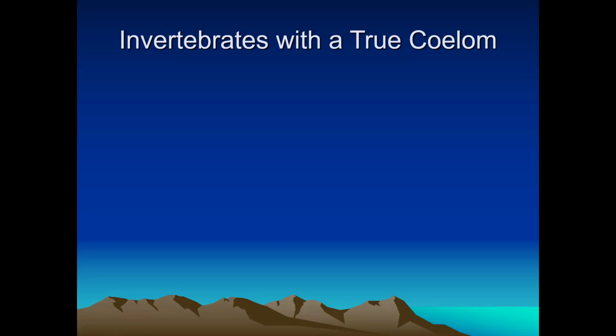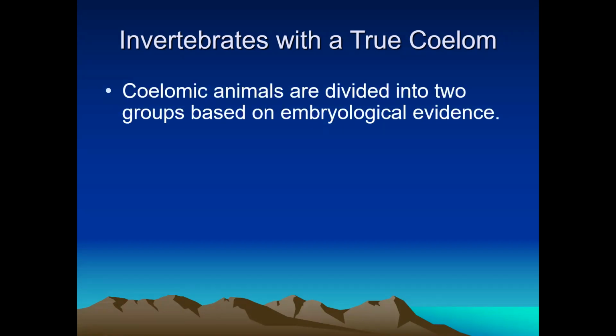So our next section for the animal kingdom is invertebrates with a true coelom. So coelomic animals are divided into two groups based on embryological evidence.